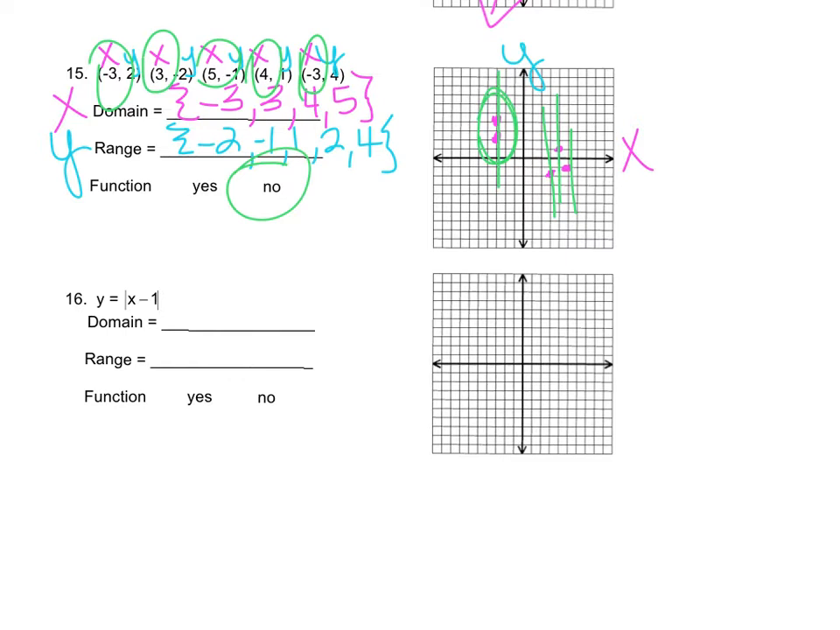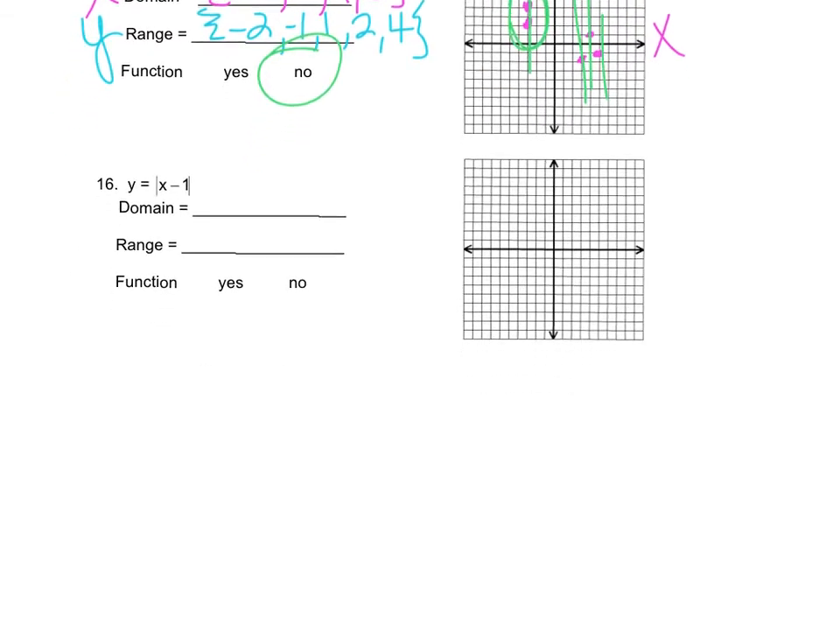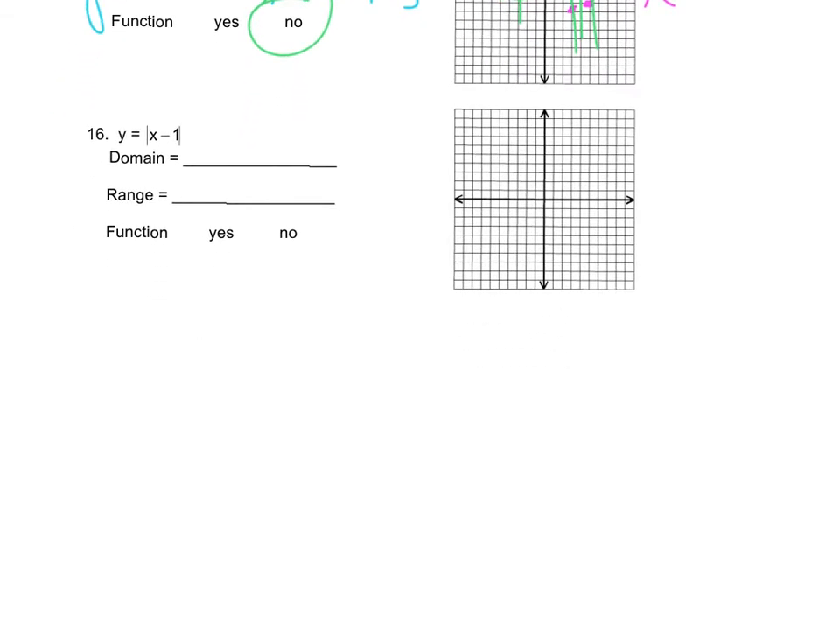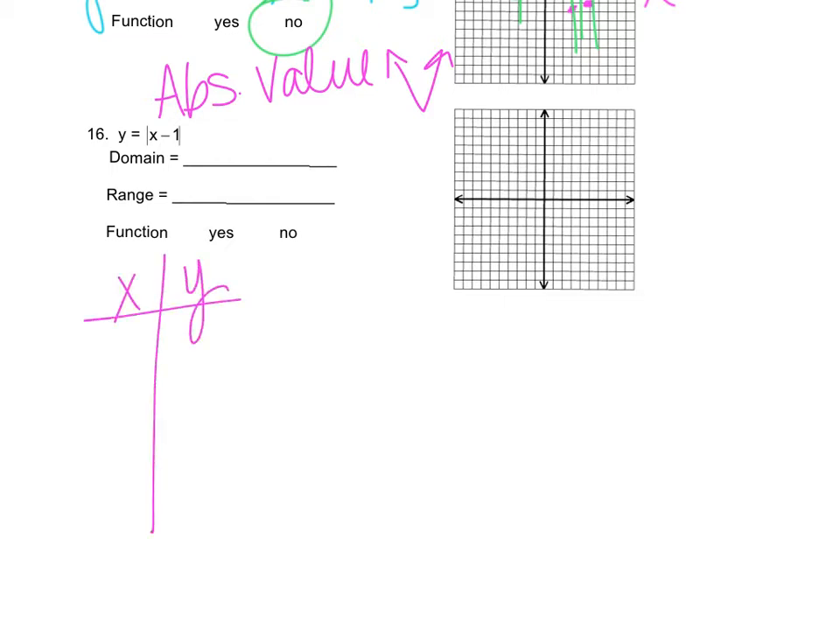Okay, last one. We have vertical bars around x minus 1. That means absolute value. Anytime you graph absolute value, it should be a V. I'm just going to make a little table here so that I can figure out some points on our graph. I'm going to just pick some x values. I'm going to pick -2.